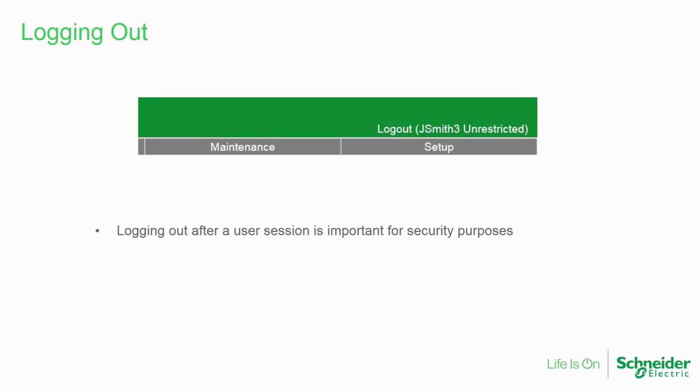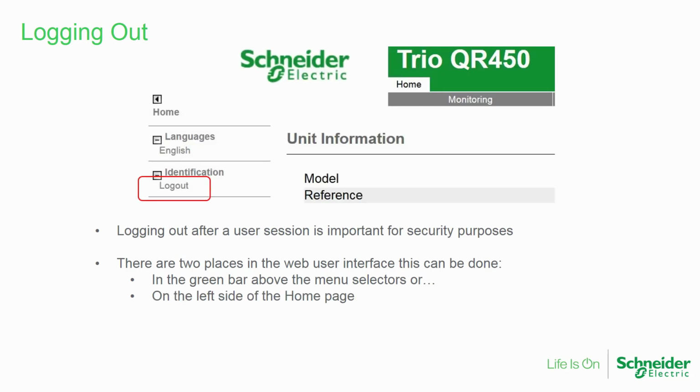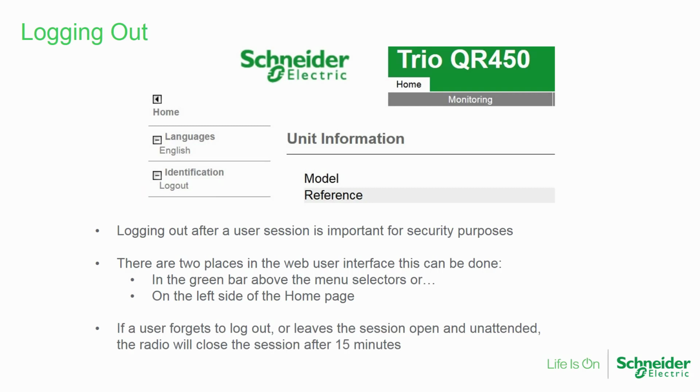Logging out of the radio after a user session is important for security purposes. There are two places in the web user interface where this can be done. One is found in the green bar above the menu selector, and the other is found in the left side menu of the home page. If a user forgets to log out or leaves the session open and unattended for a period of time, the radio will automatically close the session after 15 minutes.